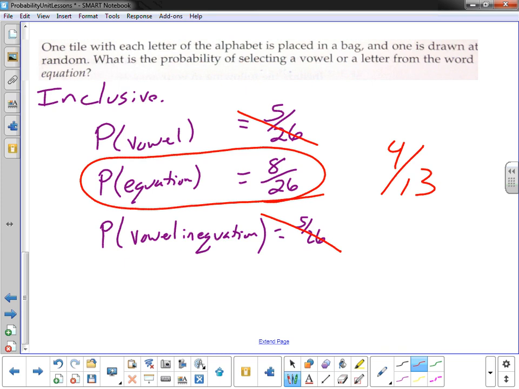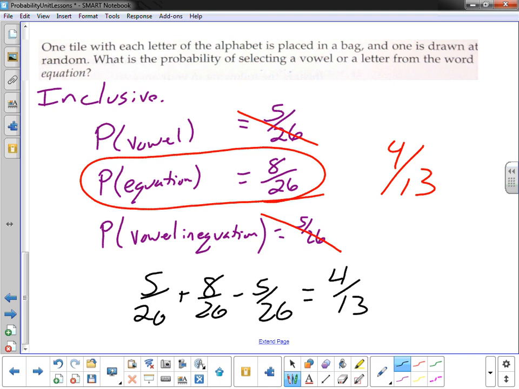Now, if I want to go through the whole process, I would have the 5 out of the 26, add to that the 8 out of the 26, and subtract the 5 out of the 26, and I would still end up with 4/13 using the whole formula. That's why I say you've got to figure out what you want to do to work through that. So our probability here is 4 out of 13. So those are your mutually exclusive and inclusive events that you need to watch out for in today's probability assignments.